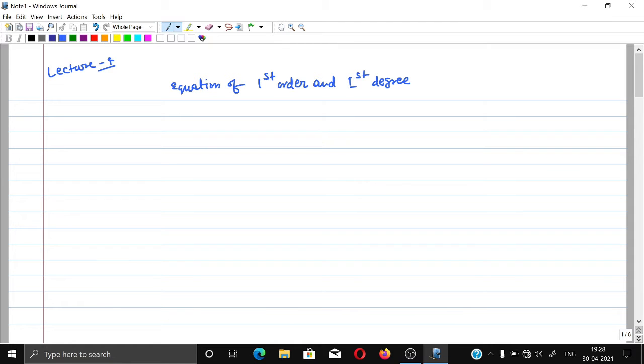Lecture number 4 we will deal with equations of first order and first degree. So what is an equation of first order and first degree? There are two standard forms of differential equation of first order and first degree.